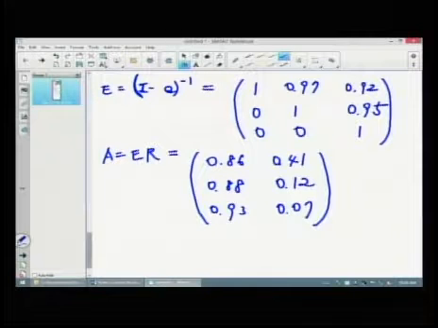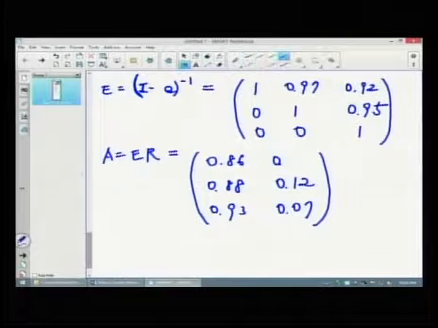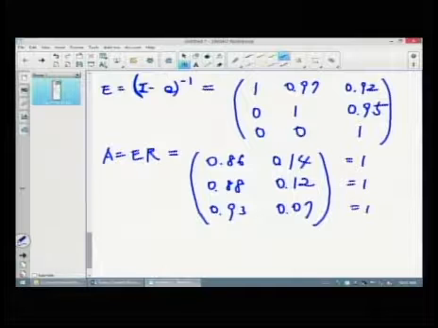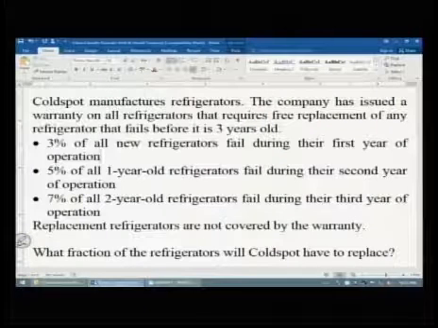0.8. Oh, okay. So 0.14. Okay, thank you. This just makes sense because the summation of each row now becomes 1. Okay, now let's go back to the original problem description.